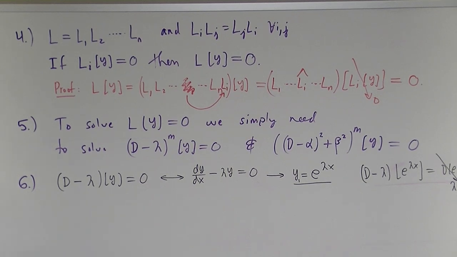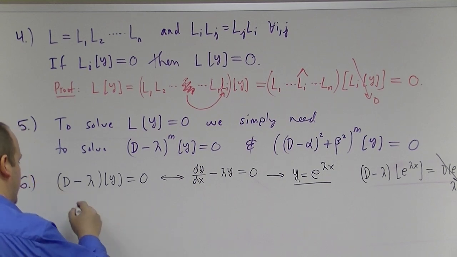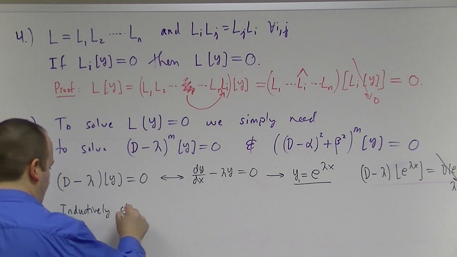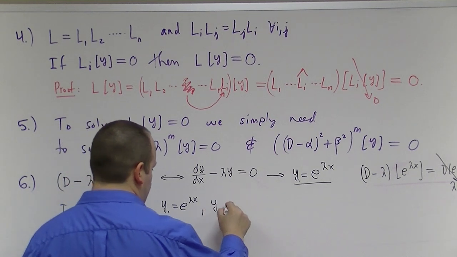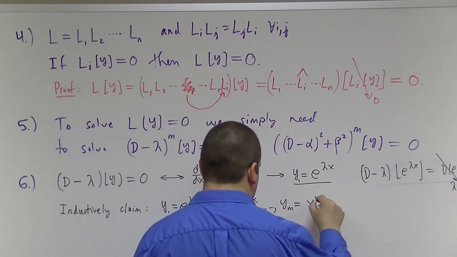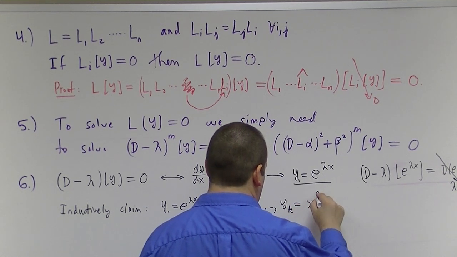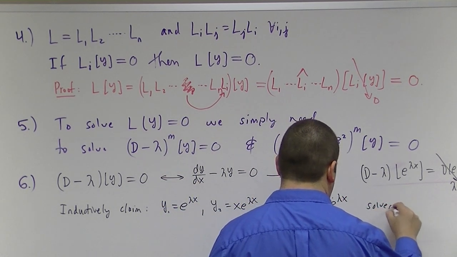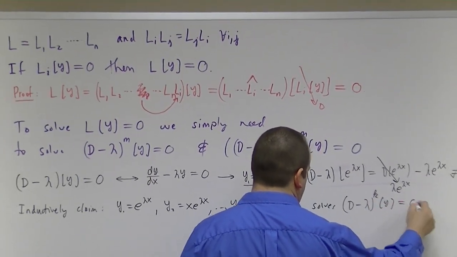How about n equals 2? Well, I'm just going to make an inductive assumption. So I'm going to inductively claim that y1 equals e to the lambda x, y2 equals x e to the lambda x, and y_k equals x to the k minus 1 e to the lambda x, solves D minus lambda to the k acting on y equals 0.